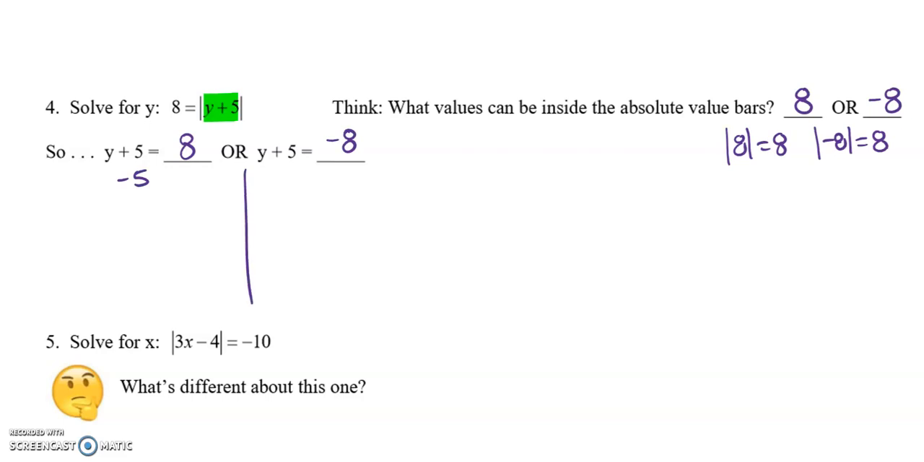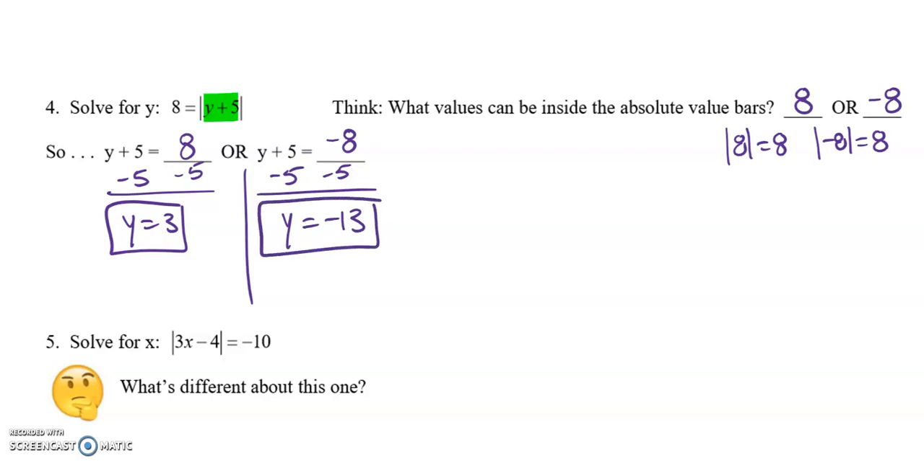We're going to solve two separate equations here. Subtract 5 from both sides. We get y equals 3. Subtract 5 from both sides here, and we get y equals negative 13. Again, two solutions for solving an absolute value equation.